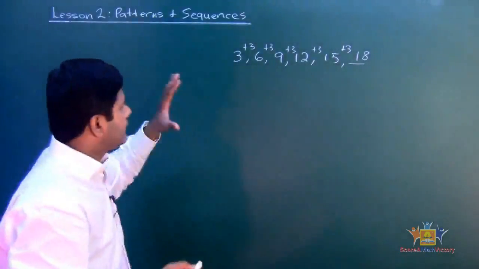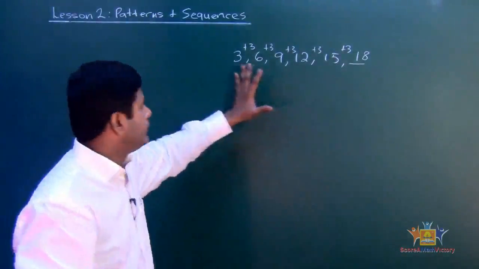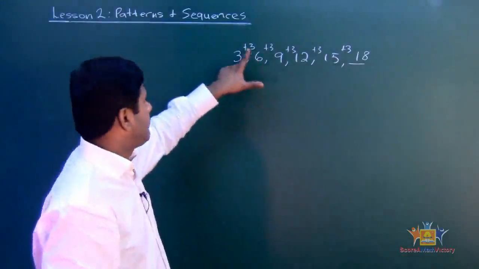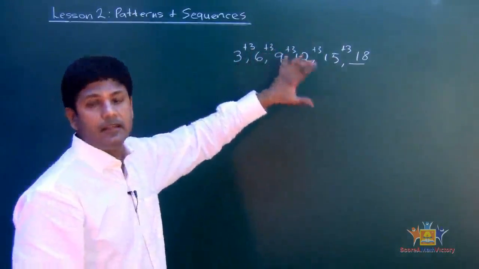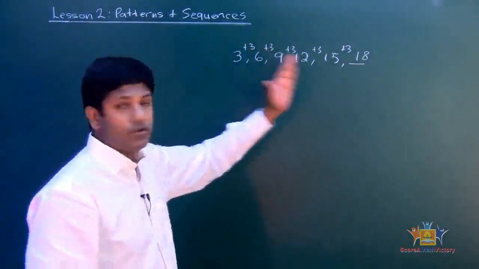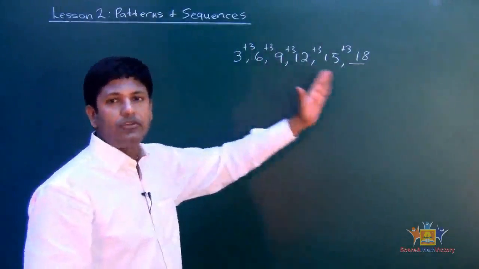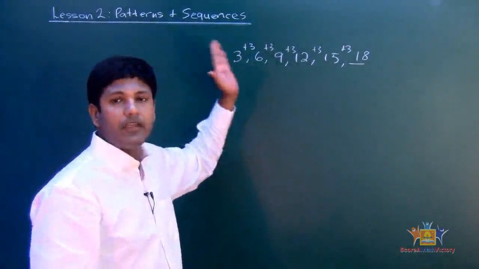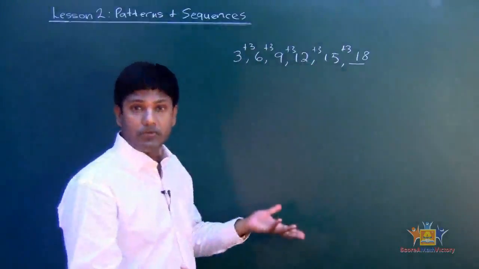Now remember, in a sequence, the pattern is consistent. In other words, you can't have plus 3 here and then plus 6 here. It doesn't change. It has to be consistent. If you're adding 2, you're adding 2 all the way through. If you're adding 5, you're adding 5. If you're subtracting, you're subtracting. Alright?